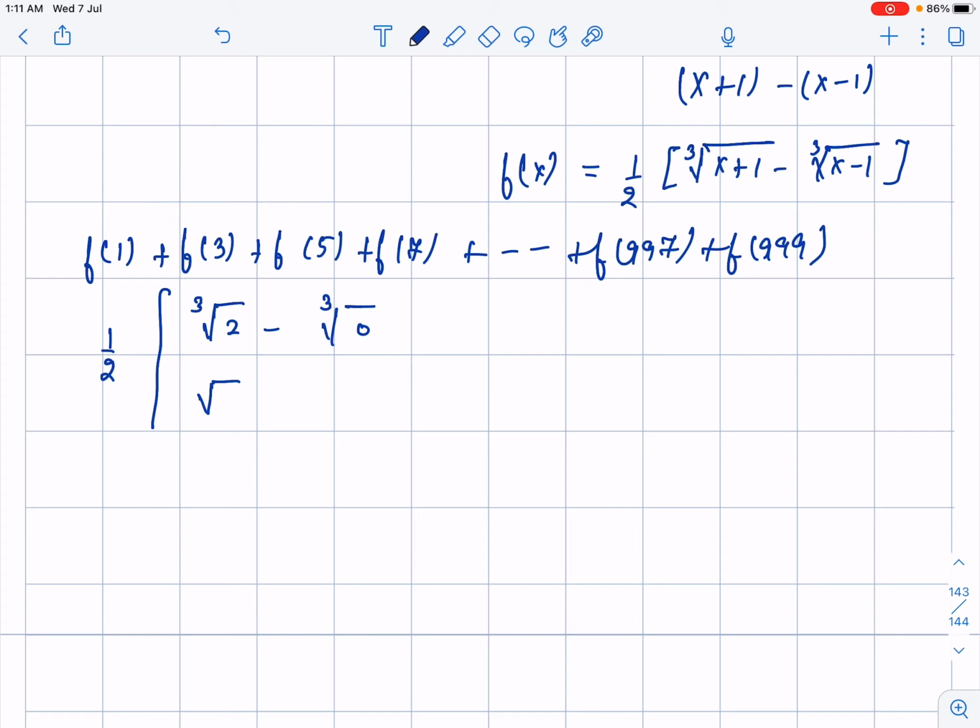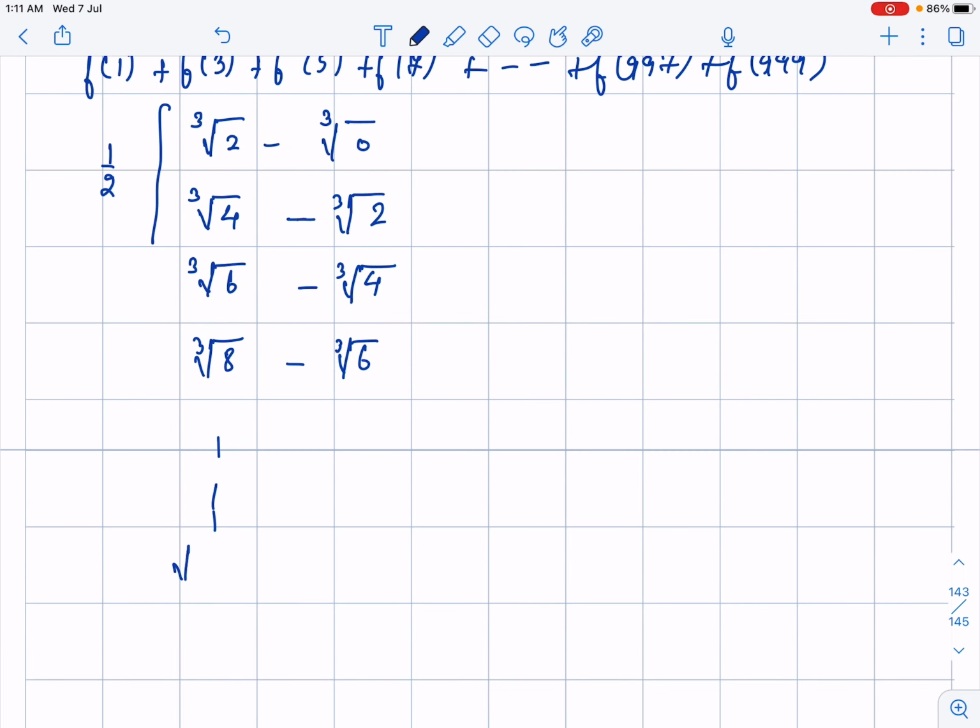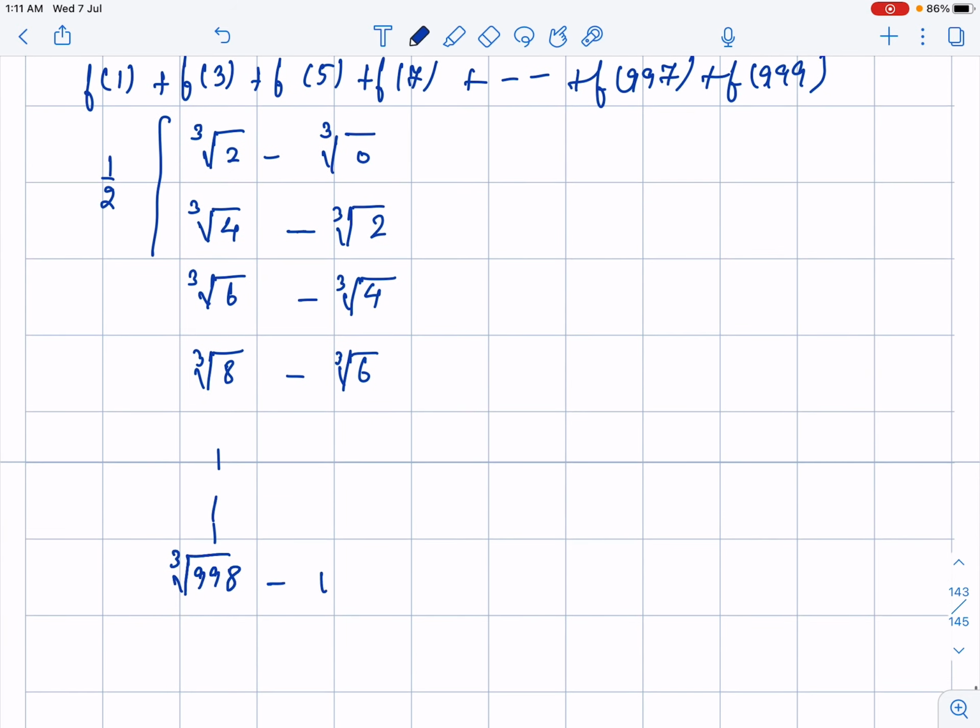Then f of 3 will become cube root of 4 minus cube root of 2. Then f of 5 will become cube root of 6 minus cube root of 4. Then f of 7 will become cube root of 8 minus cube root of 6. Then f of 997 will become cube root of 998 minus cube root of 996. Then f of 999 will become cube root of 1000 minus cube root of 998.